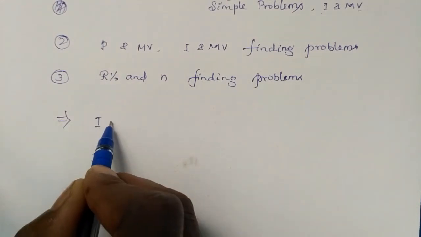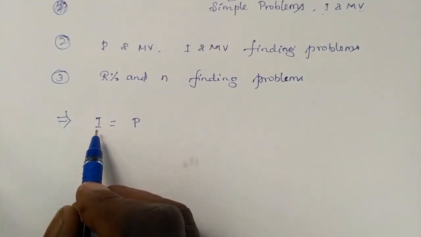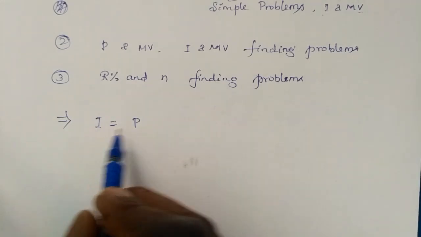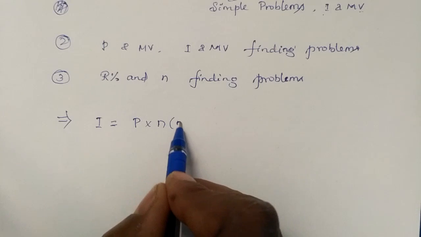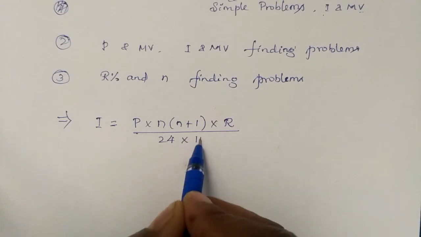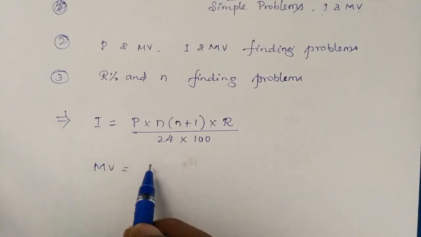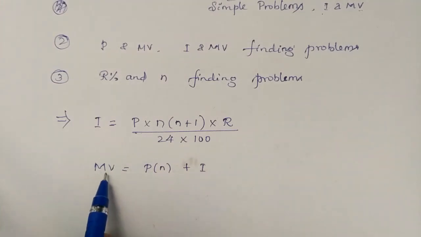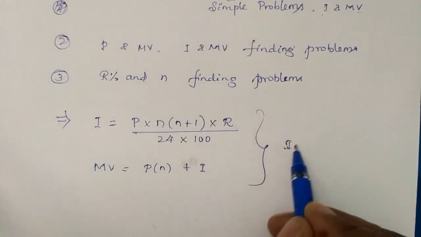The first one is I is equal to. When you are writing the formula, keep in mind that every symbol should be abbreviated. I is interest, P is monthly installment, into N, the number of months, don't say number of years, number of months, plus 1, into rate, all divided by 24 into 100. So this is the first formula. And the second important formula is M is equal to P into N plus I. So maturity value, monthly installment, number of months plus interest. These two are very important formulae.